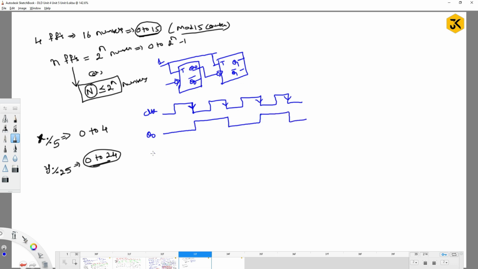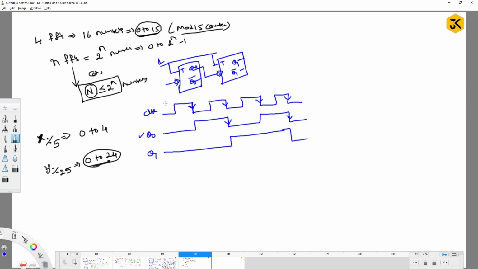Okay. What about the Q1? Q1 is dependent on this Q0 signal. Am I right? Yes. So this is negative edge triggered, so at this point of time it is going to be raised. Yes, this is Q1, right?